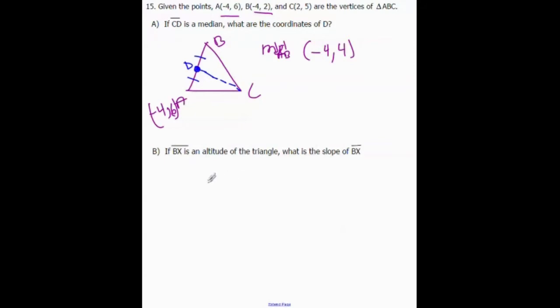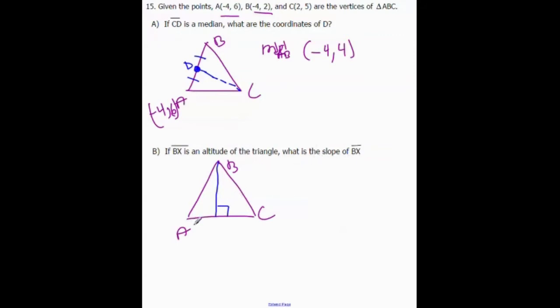BX is an altitude of the triangle. So we've got the same triangle, ABC. And what we have is BX. So BX is an altitude. So that's going to come down here, make a right angle. So what is the slope?